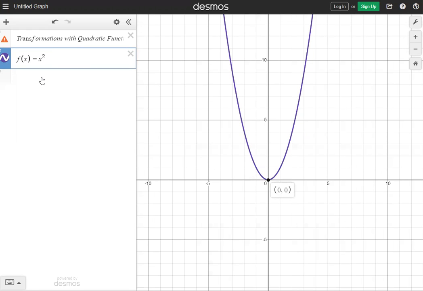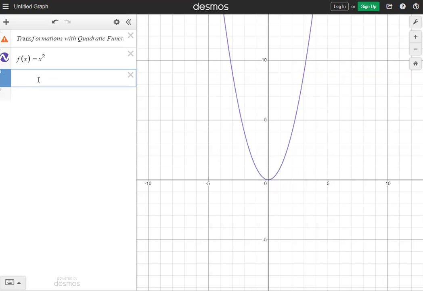Now, with this function, you can do a lot of transformations. You can move it up, you can move it down, you can move it to the left, you can move it to the right, and you can also enlarge it and shrink it, and you can reflect it over the x-axis and the y-axis. So those are the transformations that we're going to be doing today.